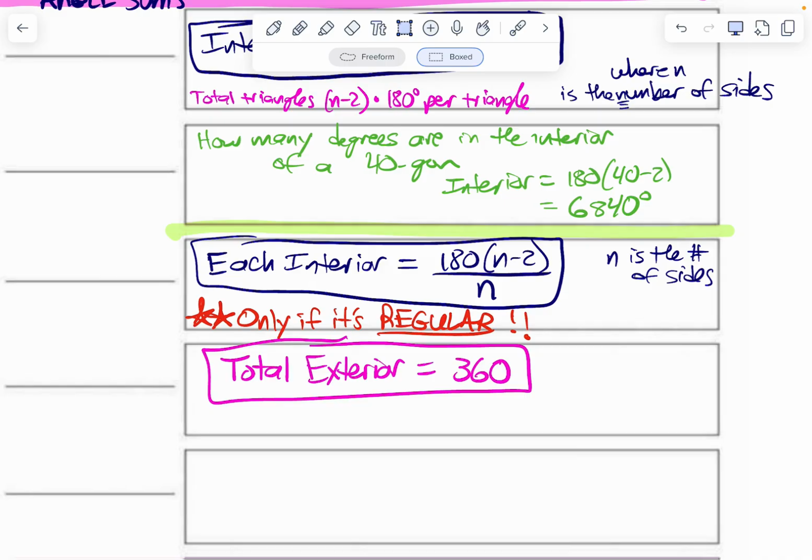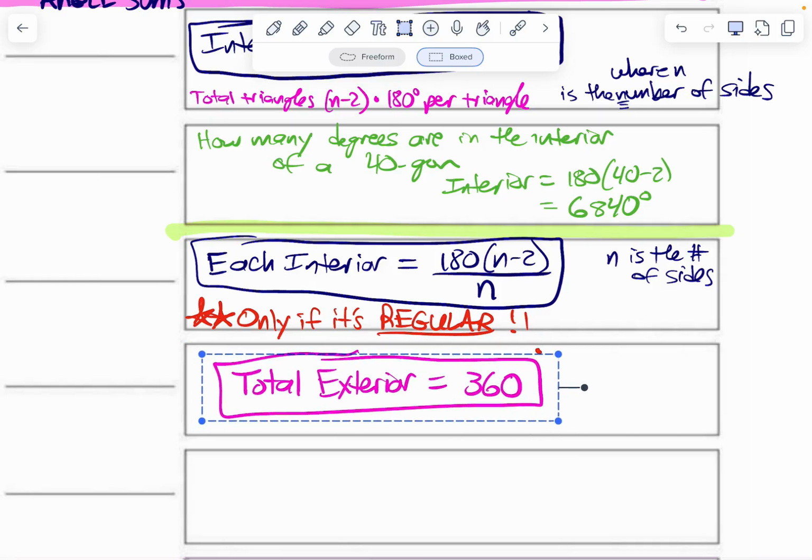Total exterior is always 360. It does not matter if it's regular. It doesn't matter what shape it is. It's just 360. If you know it's congruent, can't you just divide 360 by the number of sides? Yeah, let's write that down. If it's regular, then yes, you just divide by the sides.